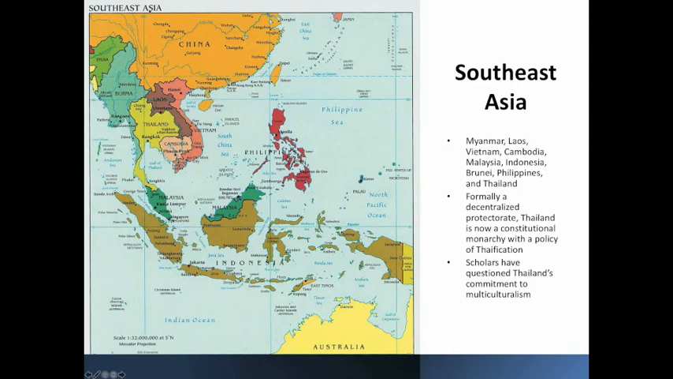But in modern history, Thailand has moved to a constitutional monarchy. So it is no longer a kind of decentralized protectorate of many different units, but it is a constitutional monarchy with a king, and the state has a policy of Thaiification. That is, to develop a Thai national identity among the citizens of the country. So today, scholars are really questioning Thailand's commitment to multiculturalism, that rather than pursuing multicultural policies, Thailand is pursuing a nationalist policy of Thai national identity.